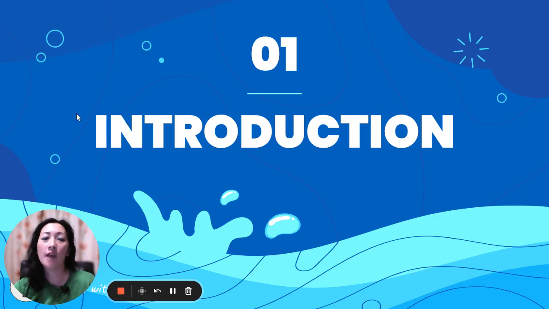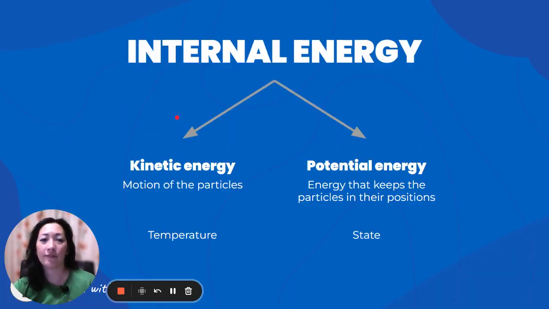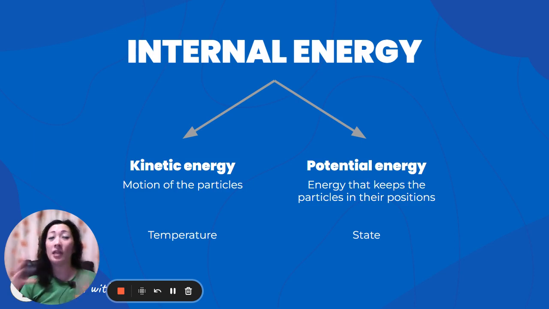Now, first things first. Let's recall what we remember about internal energy. Internal energy refers to the energy that is possessed by particles in a body. That means body could mean object, substance, material. And let's recall that there are two types of internal energy.